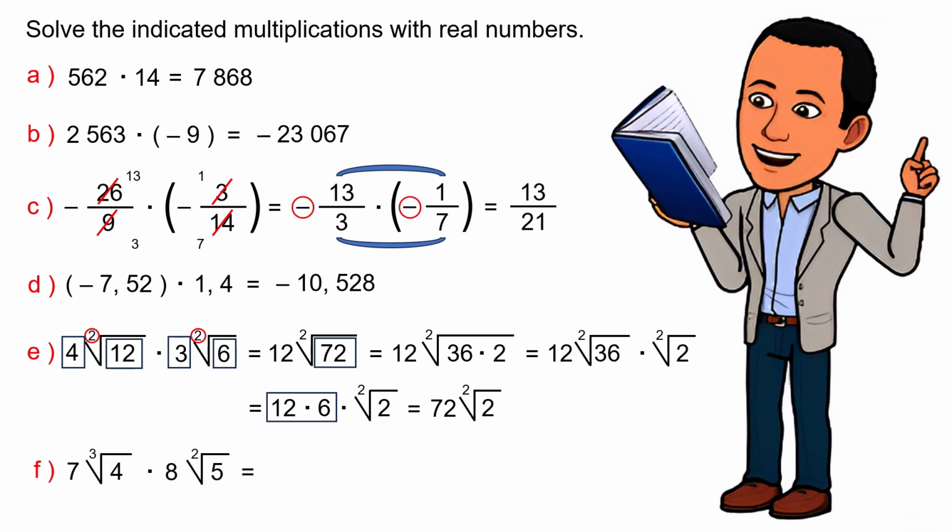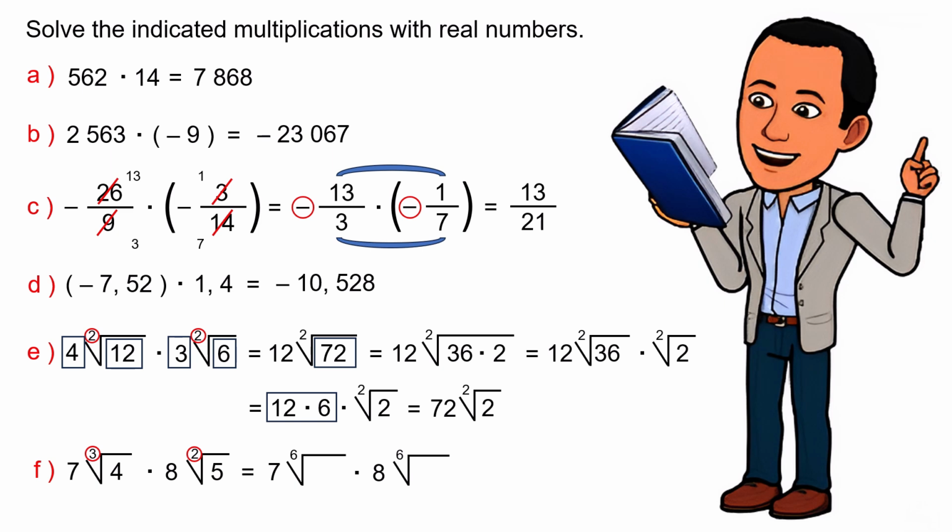And literal F: 7 cube root of 4 multiplied by 8 square root of 5. In this sixth case, we have the product of irrational numbers, but with different indexes. Then, we will begin equalizing the indexes to be able to proceed as in the previous case, and for it, we determine the least common multiple between the indexes, that is 6. Then, it would be 7 sixth root of subradical multiplied by 8 sixth root of subradical.